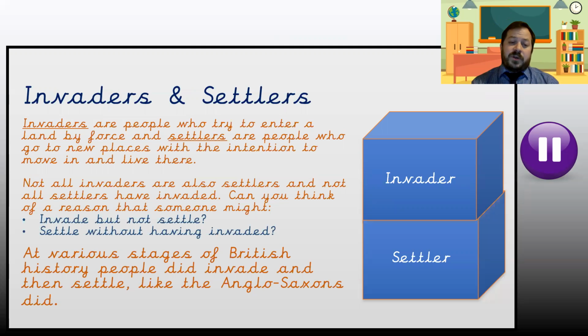At various stages in British history, people did invade and then settle. And one example of these is the Anglo Saxons. Pause now and just think about those two things. Who might invade and not settle, and who might settle without invading? And what might be the difference between them?